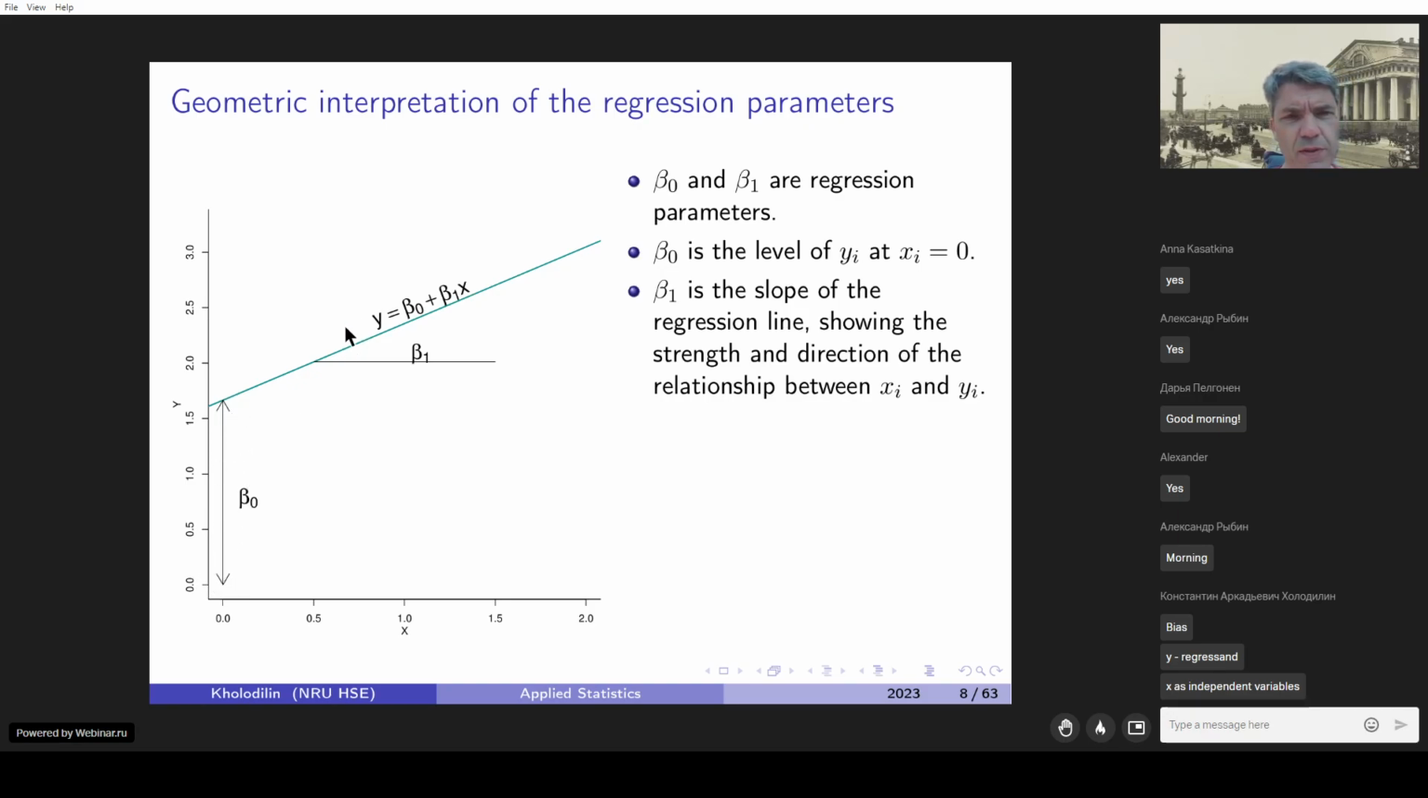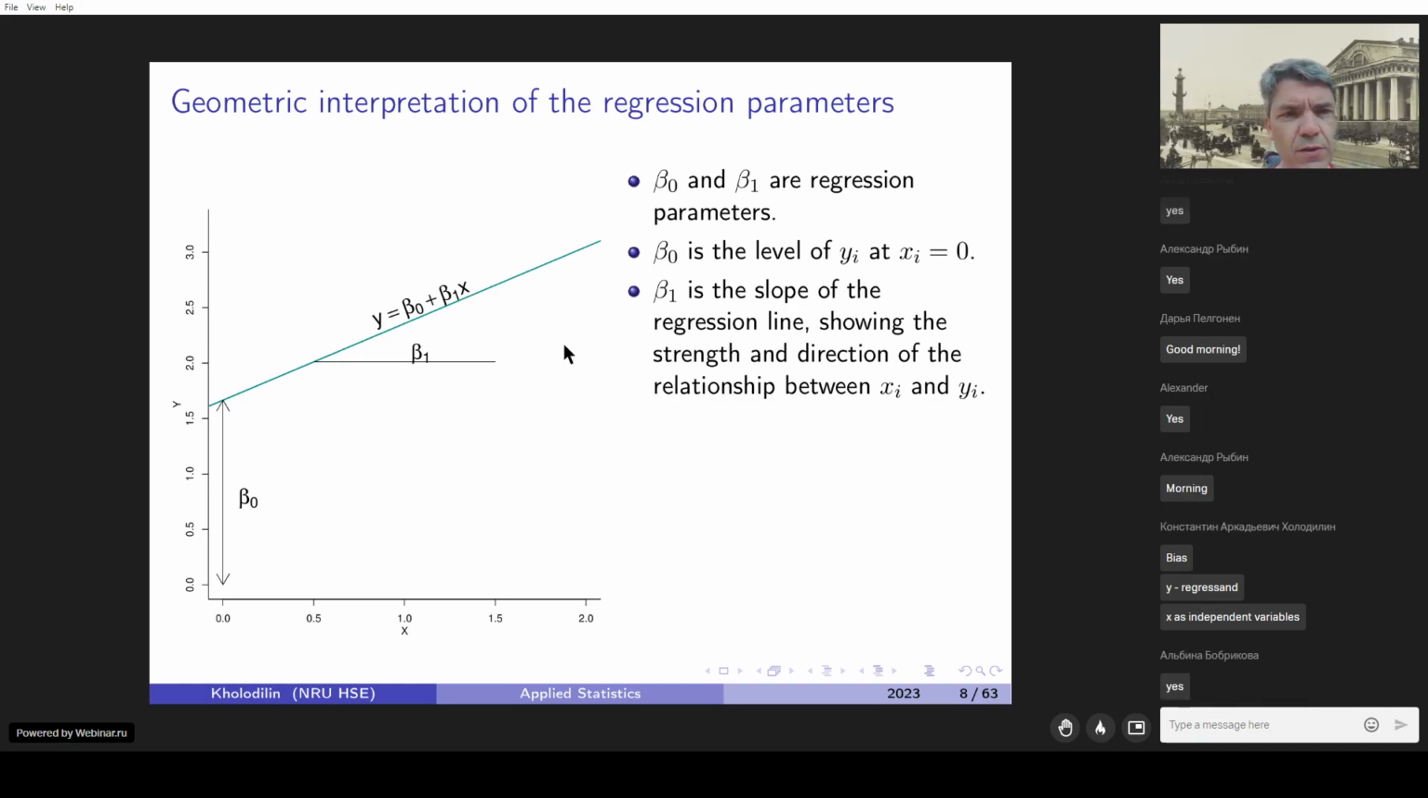Now the slope of this straight line, I hope you can see my mouse, my cursor. Can you see? I mean, you cannot see my mouse, but you can see the cursor. Can you see it?